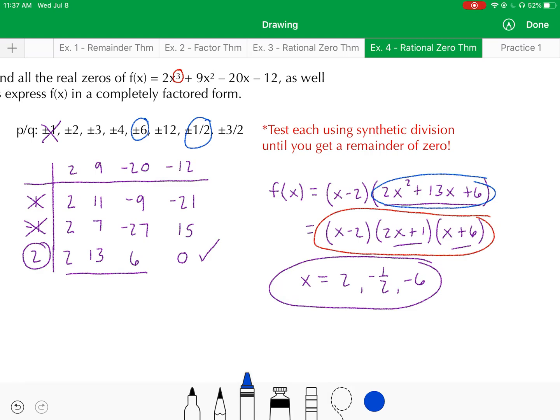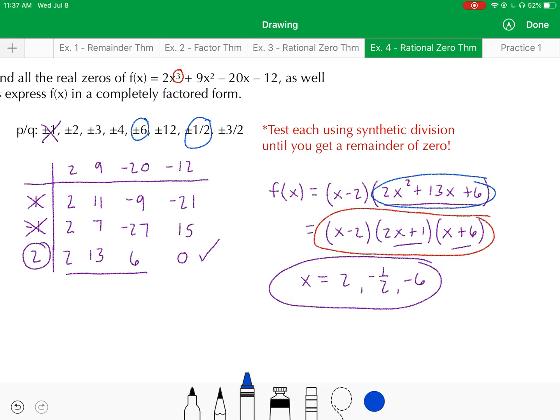Okay. All right, so now it's your turn. You're going to practice this. There's an example on the next sheet. It's got 2 parts to it. So in the first part, you're essentially doing what we did in this example. You're going to try to come up with the zeros of the function, okay? And as well as the factored form of the function.